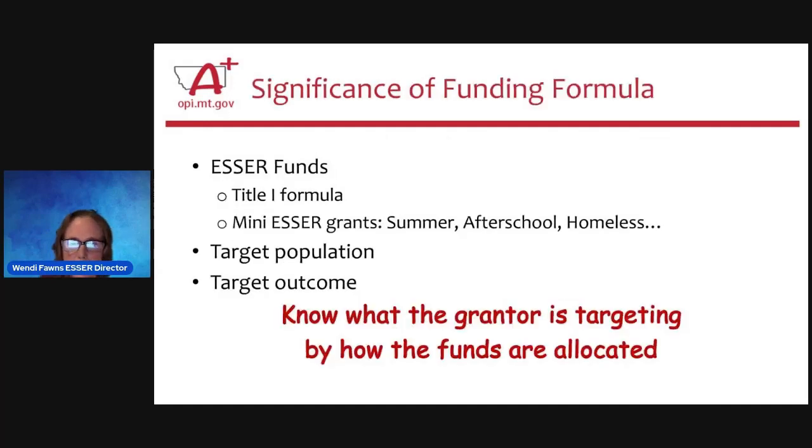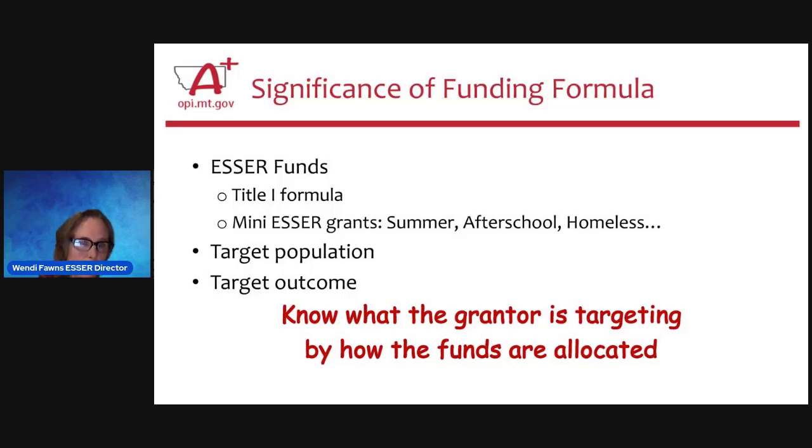Next slide, please. When we look at the significance of the funding formula and why that's important, I'm going to start with ESSER. ESSER funds came through an identification of Title I and a formula, so the number of students that each district had identifies the amount of money that your district received. And then there are mini grants like the summer and after school and homeless funds that also look at how funds are allocated on the basis of a target, or who those students are within the area that you serve.